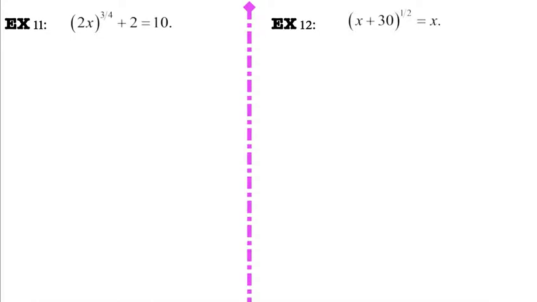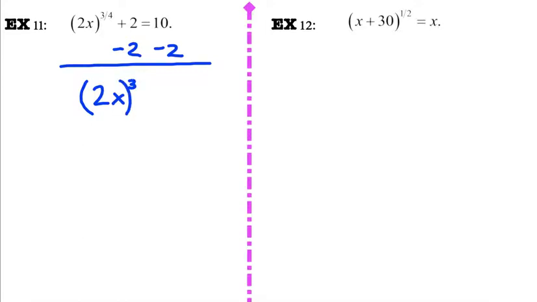So we do order of operations in inverse order. The first thing that you need to do to both sides of this first equation is subtract 2. Those are inverses, so they cancel each other out, and we're left with 2x to the 3/4 power. Be careful, you don't need to distribute that 3/4 power, because we're going to get rid of it by using its multiplicative inverse. The multiplicative inverse of 3/4 is 4/3. So we're going to multiply both sides by 4/3.